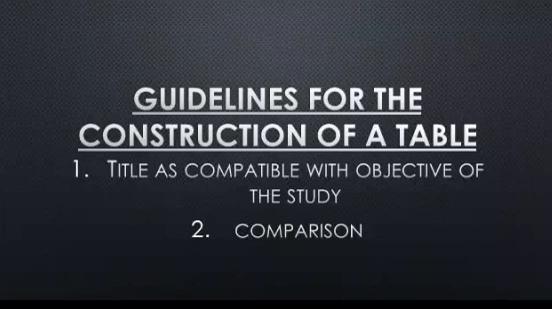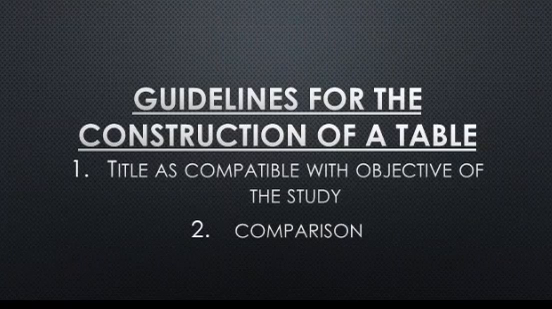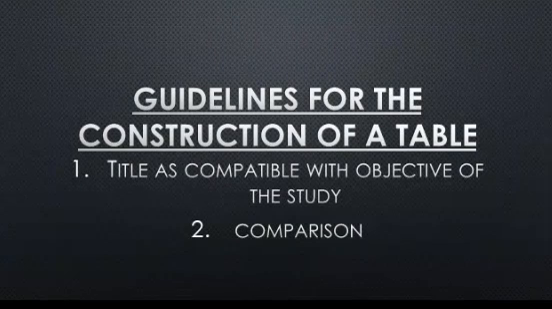The question can be asked in two ways. What are the guidelines for the construction of a table? Secondly, what are the features of a good table? So both questions are the same. First is title as compatible with the objective of the study. That means the title of a table must be provided at the top center of the table.